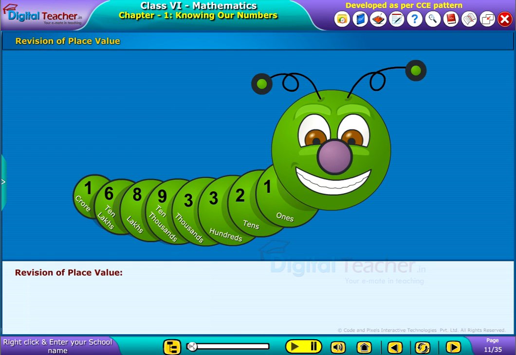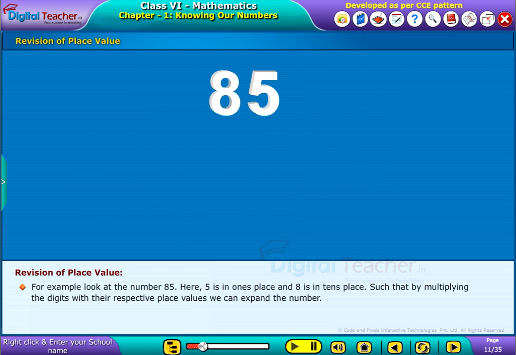Let us revise the concept how to expand a number using place value. For example, look at the number 85. Here, 5 is in 1's place and 8 is in 10's place, such that by multiplying the digits with their respective place values, we can expand the number.